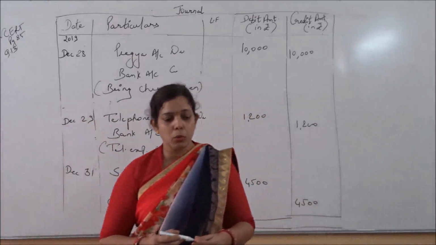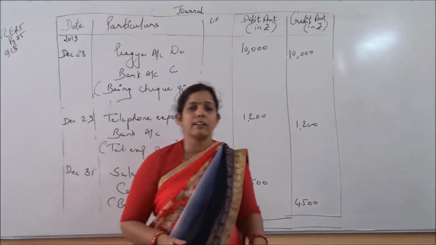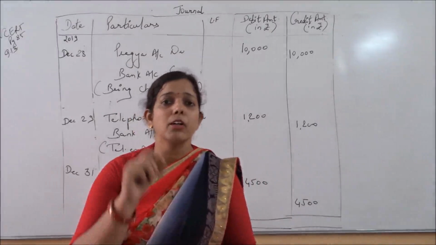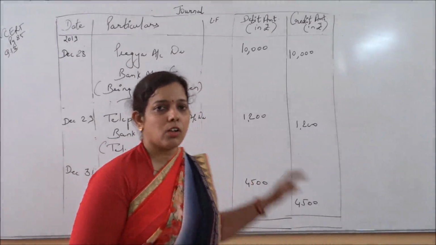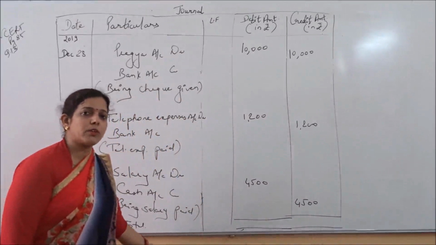And one thing to be noted, which is very important, is that the total of the debit side and the credit side always remains the same. If the total is coming different, it means somewhere you are mistaken. Total will always come same. Okay, so this question we have done here.